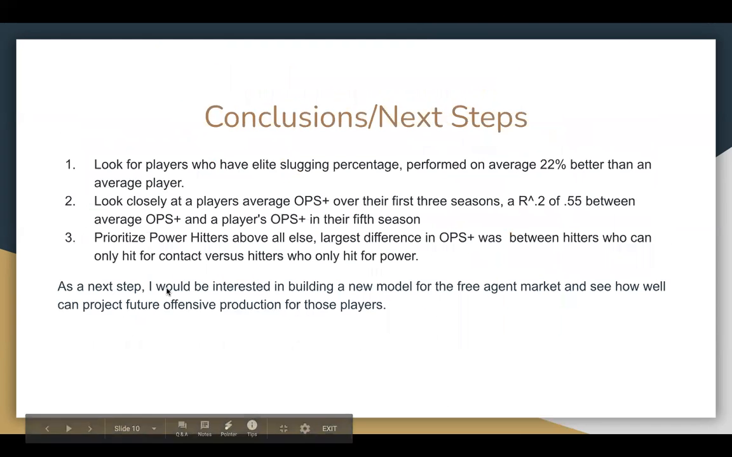And in terms of conclusions from my project, I'd recommend the GMs look for players who have elite slugging percentages. They performed on average 22% better. Look closely at a player's average OPS over the first 3 years, as we found there was a strong link between this and a player's future OPS plus, and prioritize power hitters above all else, as we found the largest difference in OPS plus was between hitters who only hit for contact versus hitters who only hit for power.